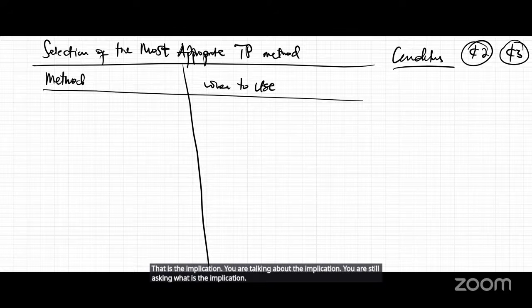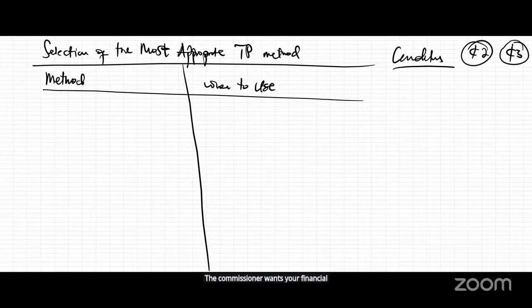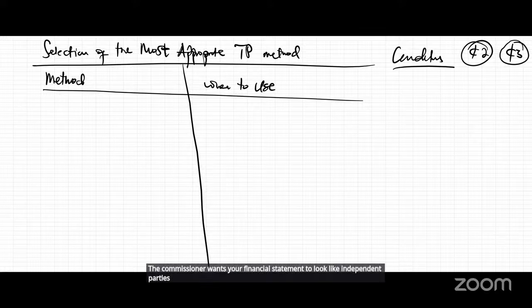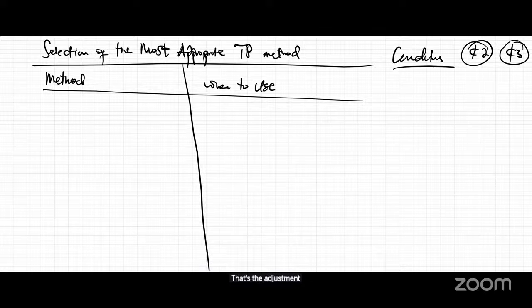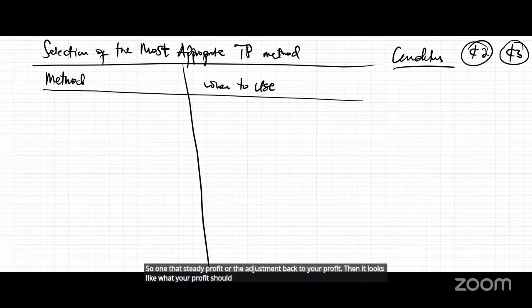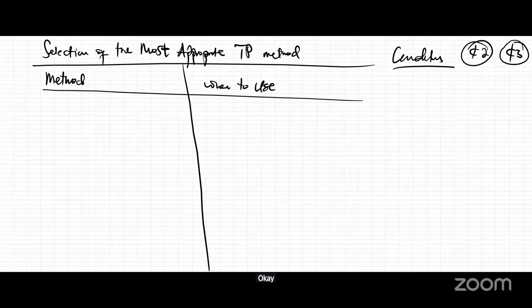The commissioner wants your financial statement to look like independent parties on the market. You understate profit, so they add the adjustment back to your profit so that it looks like what it should have been. Then they will tax you on the increased profit. Okay, thank you. So you are actually mentioning the implication and you are saying what is the implication.